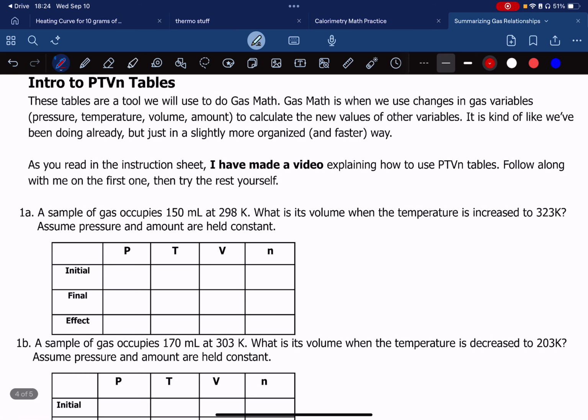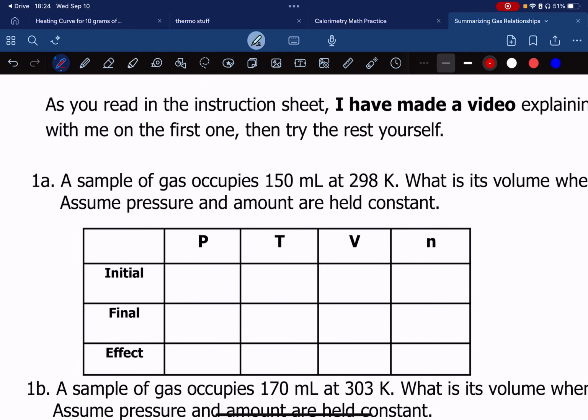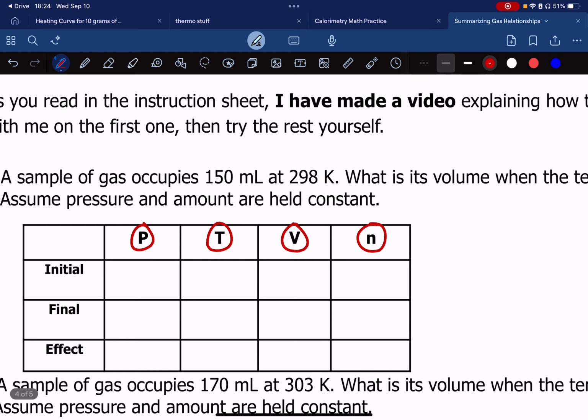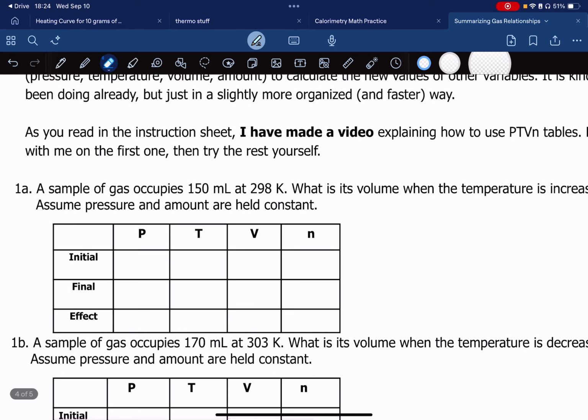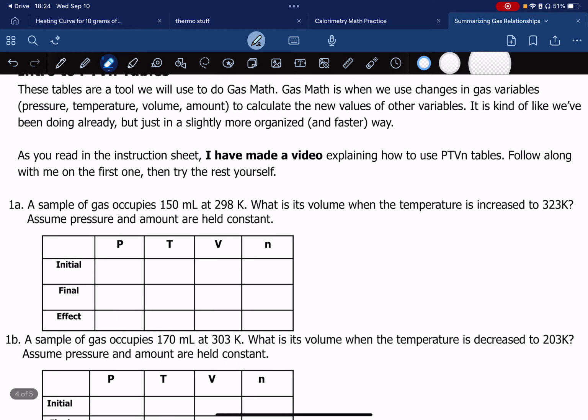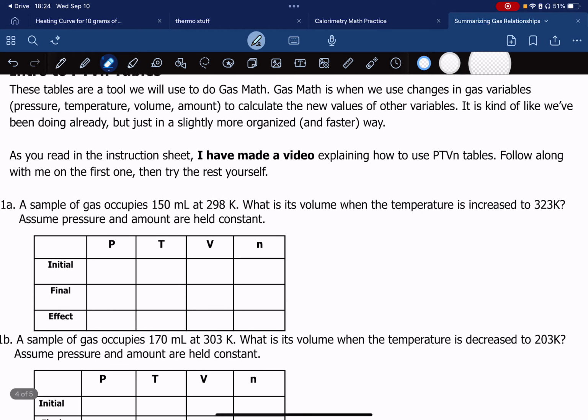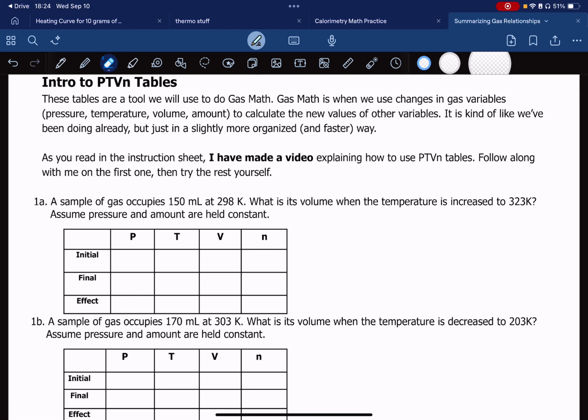So first, what is a PTVn table? As you can see, it is a way of keeping track of pressure, temperature, volume, and amount of gas. Yes, the n is amount. Just kind of go with it. There's a good reason for it that we'll talk about probably when I get back. And you can also see that there are three rows for initial, final, and effect. Initial and final are probably pretty self-explanatory. It's the initial condition according to the question, and then final is the final condition according to the question.